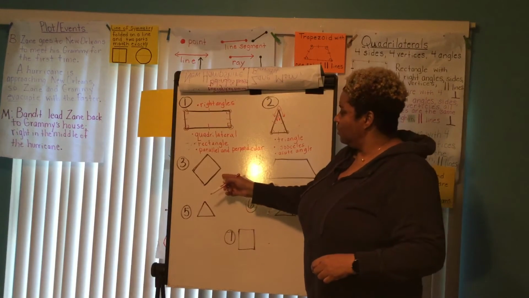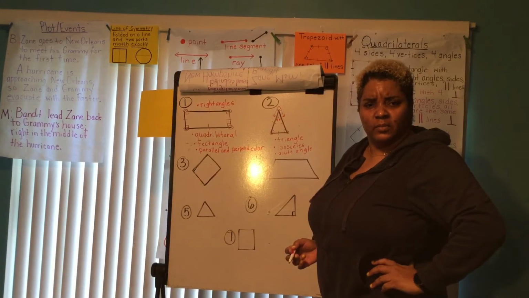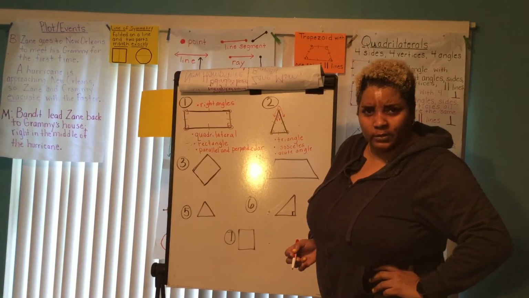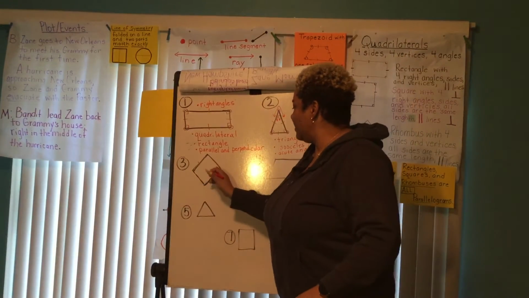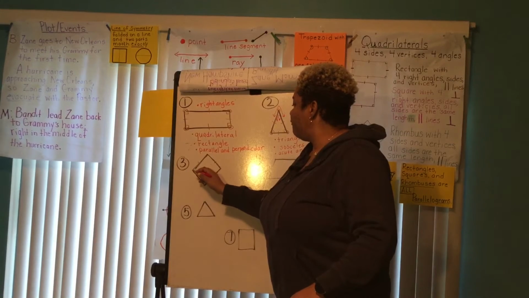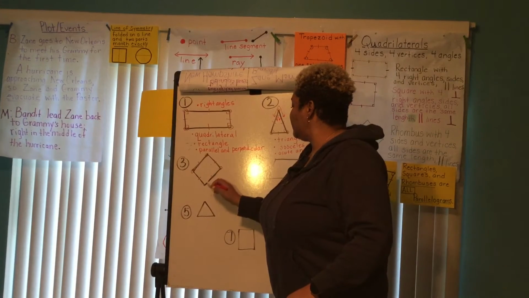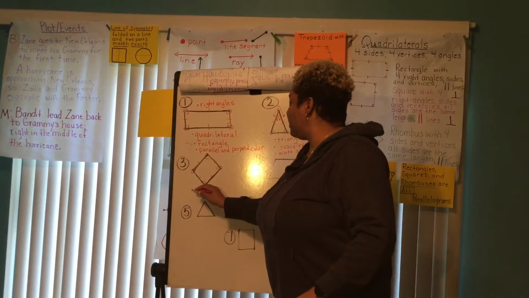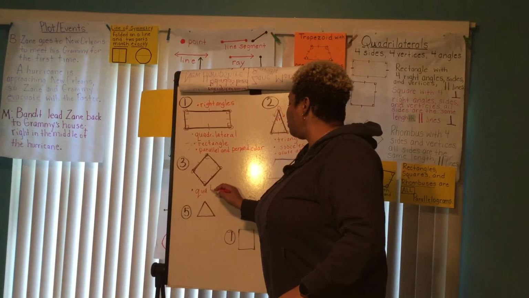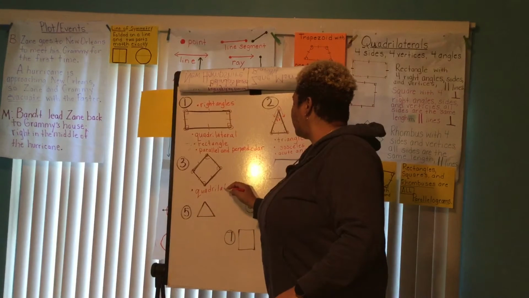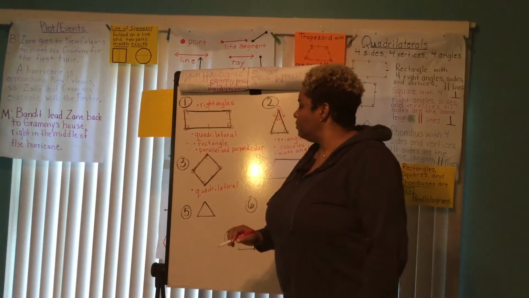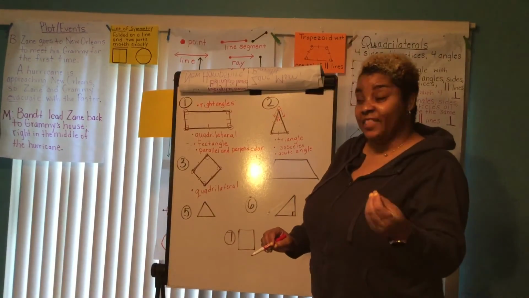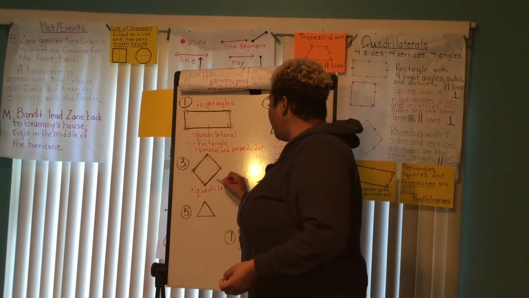Now, let's look at this shape. Wonder what it is. Triangle or quadrilateral? 4 sides, 4 vertices, 4 angles. So I can describe this as a quadrilateral. Well, wait a minute. I notice that all my sides are the same length. That's the way I can describe it.